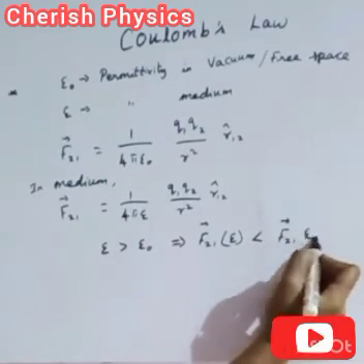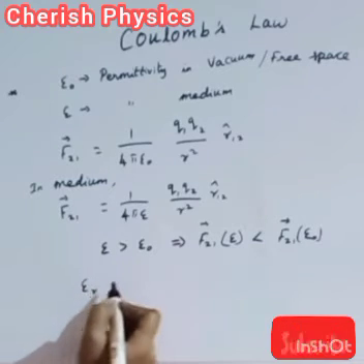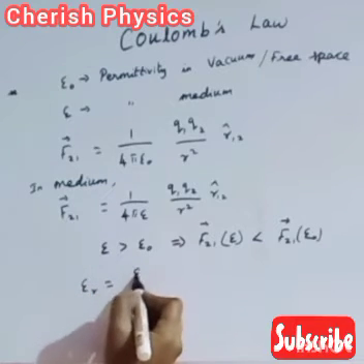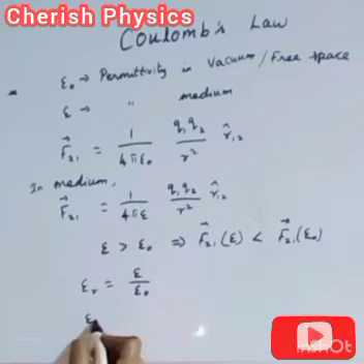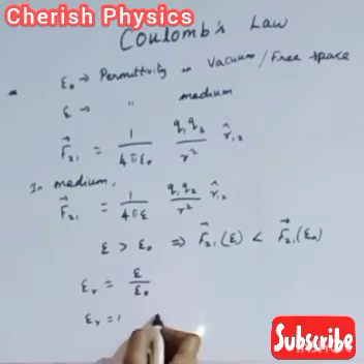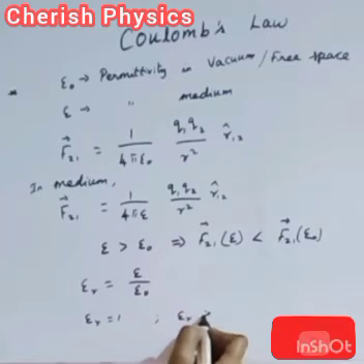in the vacuum. We can define the relative permittivity epsilon r equal to epsilon by epsilon naught. So for vacuum or air, epsilon r is equal to 1, and for other media, epsilon r is greater than 1.